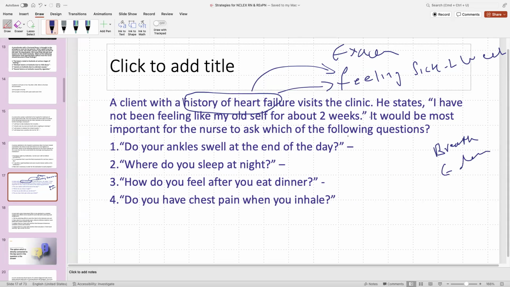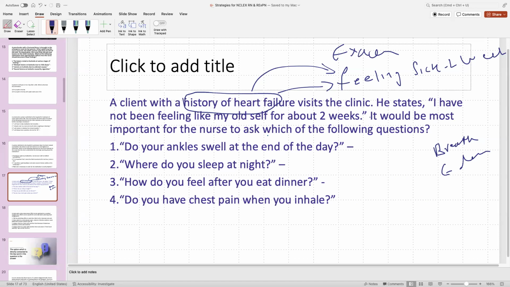Okay, so now the question the nurse is asking the patient should be about something which investigates whether the patient is having an exacerbation of heart failure. Okay, now go ahead with option one, Jinsi.